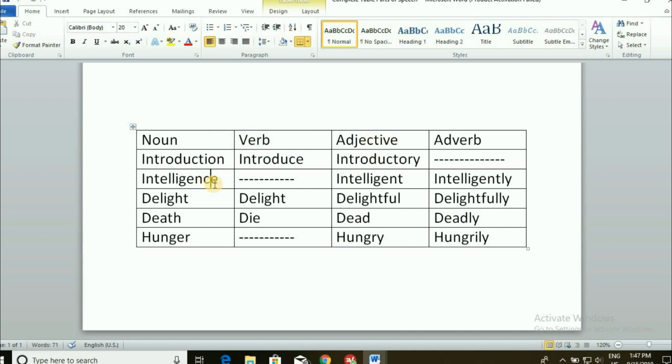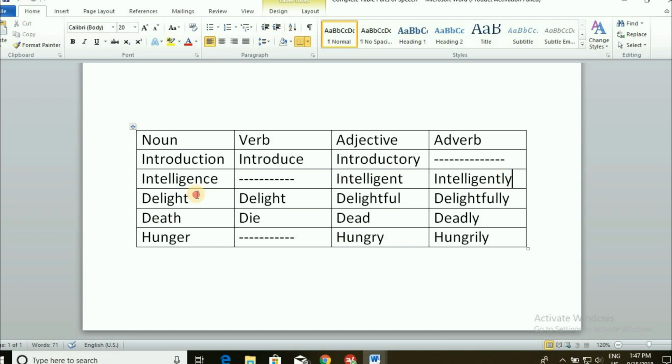Intelligence does not have a verb form. Some related verbs include to learn, to know, to understand, to figure out. But it does have an adjective form. It's intelligent, and the adverb just adds ly to the end, intelligently.